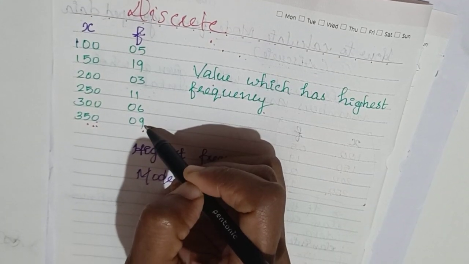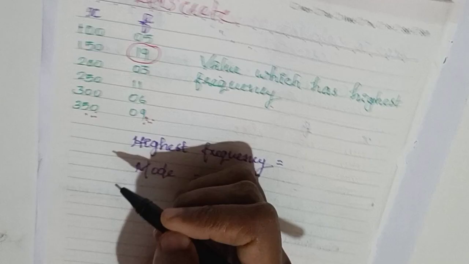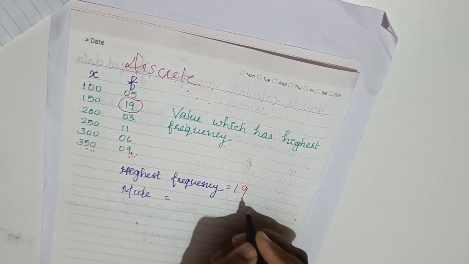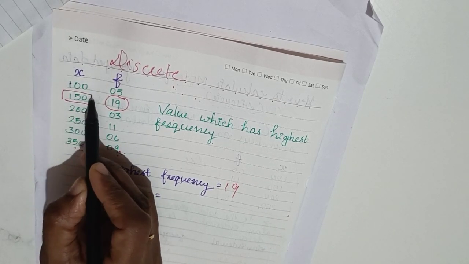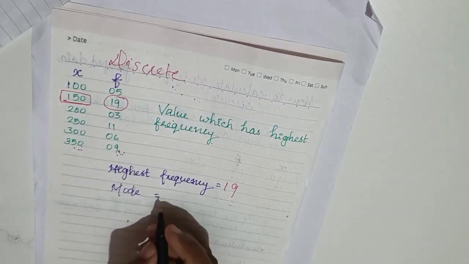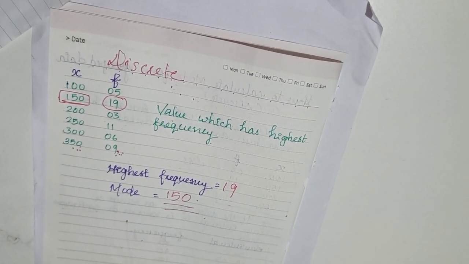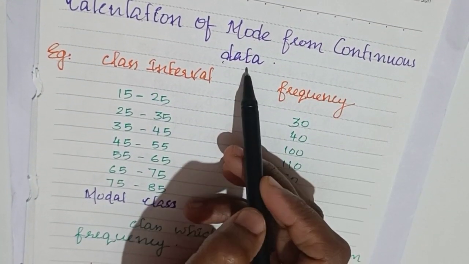Which is the highest frequency from this? That is 19 is the highest frequency. The highest frequency is 19 and the mode is the value or observation which is coming over here. That is known as mode. That is 150 is the mode. Next we will see how to calculate mode from continuous data.